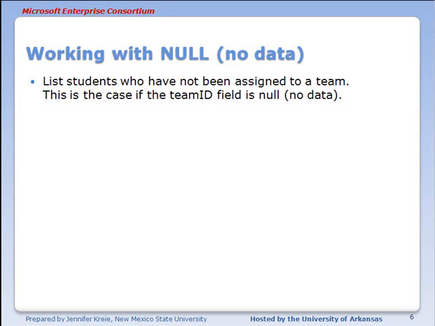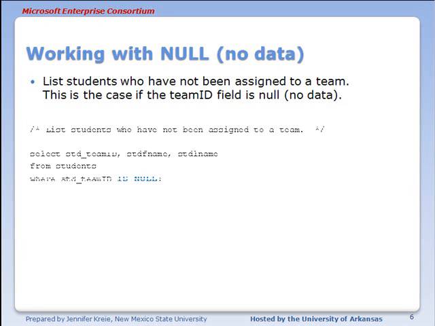Working with null, which means an absence of data, we need to check to see in some cases when a field has not been populated. So let's get a list of students who have not been assigned to a team. That means their team ID field is not populated with data. So we construct our SQL command listing our columns in the select clause, students in the from clause, and now our evaluation is student underscore team ID is null.